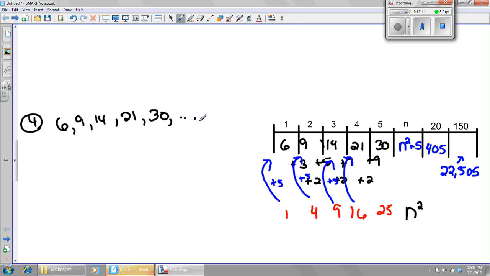So remember that when the formula looks like the first one, where it's something like 4n plus 1, that is a linear pattern because the highest exponent is 1. When the pattern looks like this, n squared plus 5, that is a quadratic. That's what we call it. That's because the exponent is a 2.